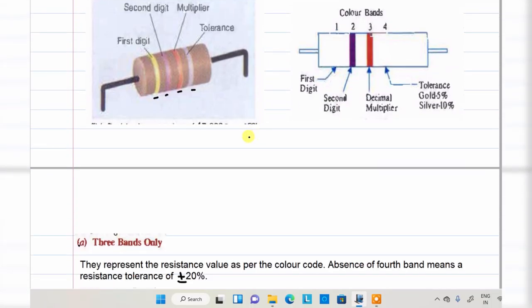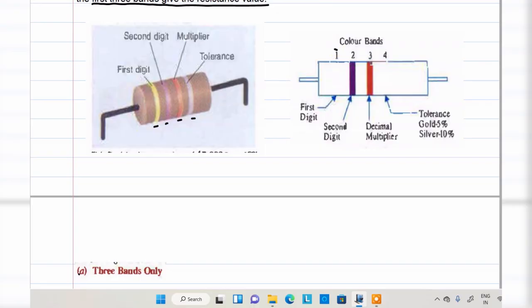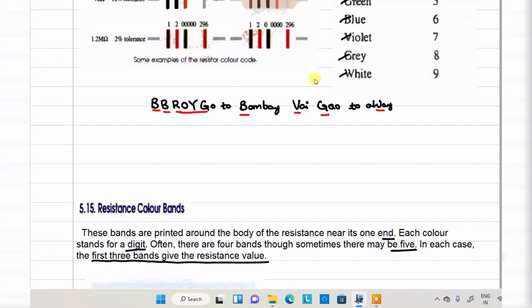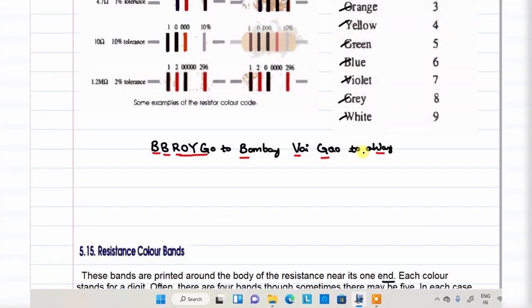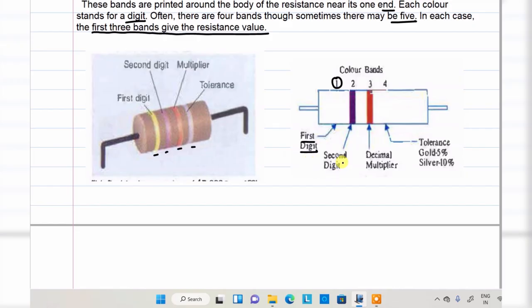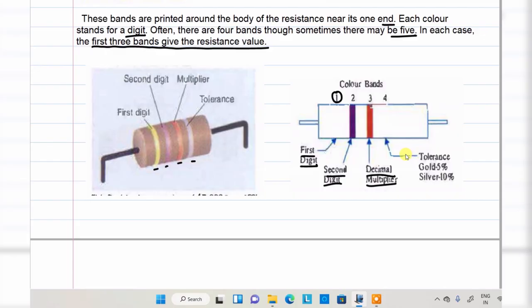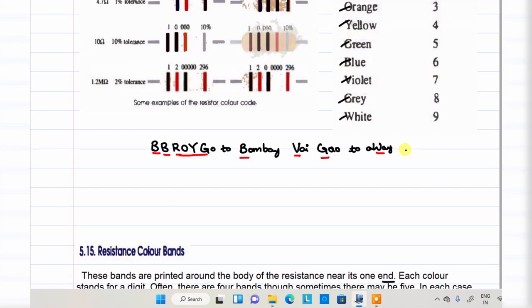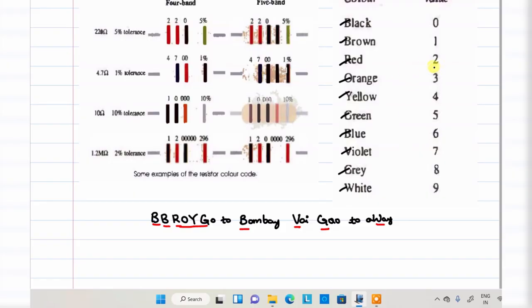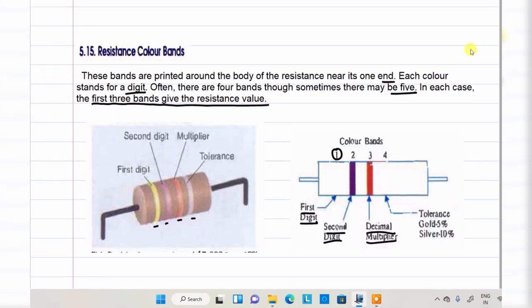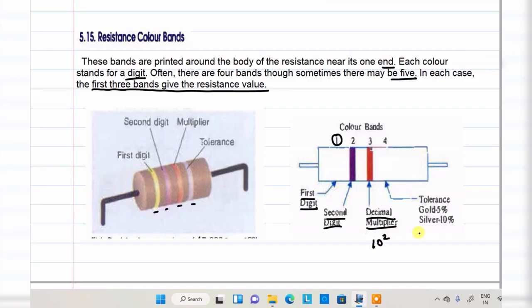Let us see here. The first band is just the first digit. Whatever the color represents, that is the value you get from the table, and we can directly write it as the value here. The second band is also a digit, only from the table. So these 2 are digits. The third one is a multiplier, a decimal multiplier. For example, here band 3 is red. What is the red color value? 2. So red color value 2 means 10 power 2. That's the decimal multiplier.